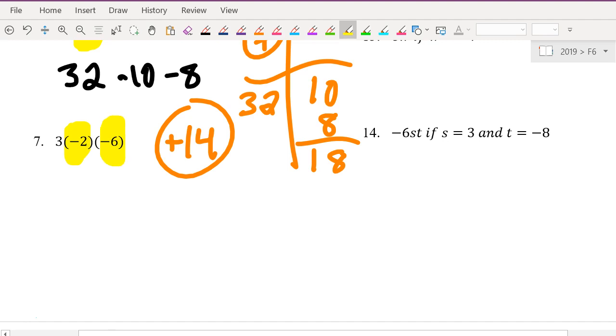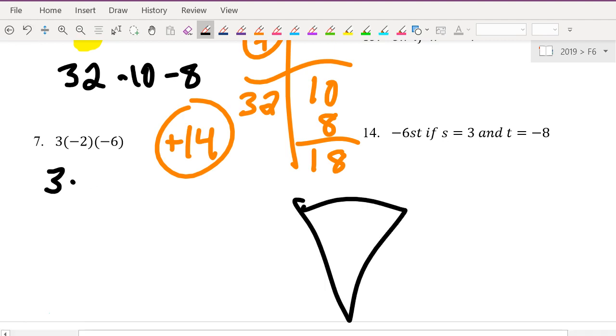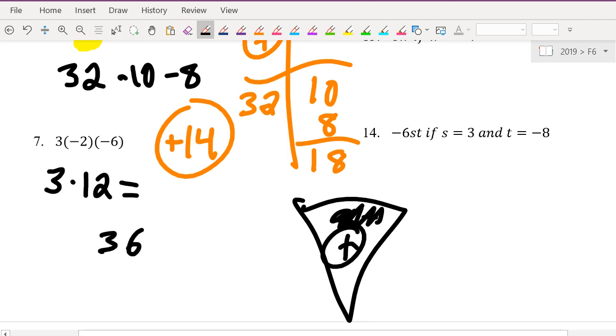Now, are we doing addition, subtraction, or multiplication, division? Multiplication and division. So we just have to multiply them. Careful, because there's not two signs between the numbers. Negative 2 times negative 6. The order doesn't matter because it's multiplication. What sign do we get? Positive. So we get 3 times 12, and that is 36.